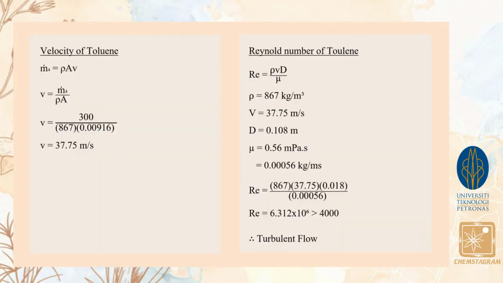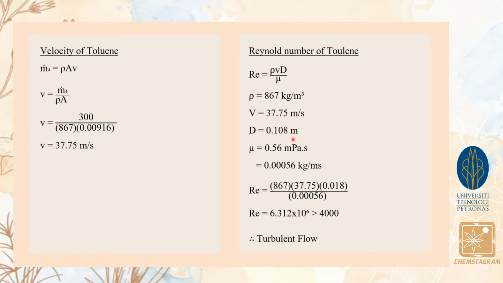Next, we have to find the Reynolds number to know the type of flow of the stream. The Reynolds formula is Re equal to rho V d over mu. There are 4 unknowns that we have to find. The first one is rho, the density. Since we use toluene as the fluid in this stream, the density of toluene is 867 kg per meter cube. The next one is V, velocity. As we have calculated before, the velocity of the stream is 37.75 meters per second.